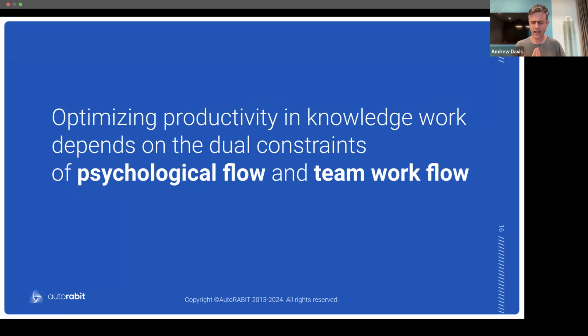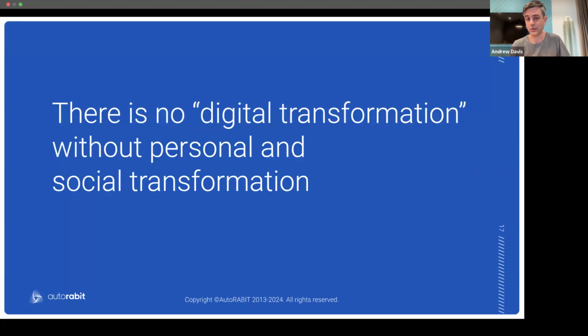So when we're wanting to optimize knowledge work, we need to optimize staying in a state of flow as much as we can to generate the creative output that's so beneficial and so valuable, as well as balancing that with team workflow, helping to make sure that we're coordinating well with those around us, because that's a whole other dynamic. And so because there are these two levels, personal flow and then team workflow, you can't really achieve a digital transformation without both personal transformation and a social transformation.